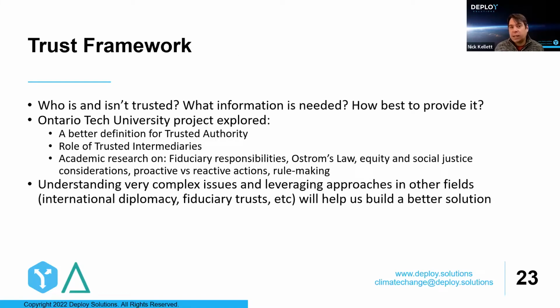Who is and is not trusted, and how do we get this information, and how do we provide it to people? And so we worked with students at Ontario Tech University, where they explored these concepts in more detail. At a high level, they did examine the definition. They identified the need for another role, which we hadn't anticipated, which is what they call the trusted intermediaries. So this is somebody who's not necessarily the individual or the trusted authority, but is somebody that the individual would trust to relay the information gathered from the trusted authority.